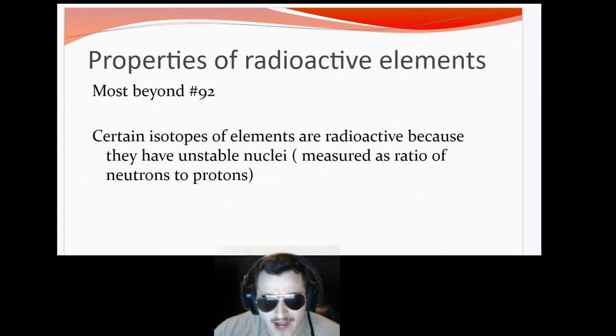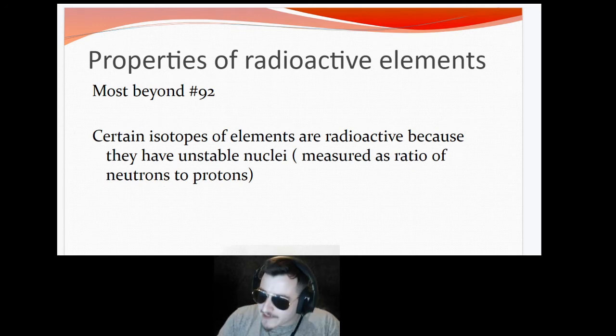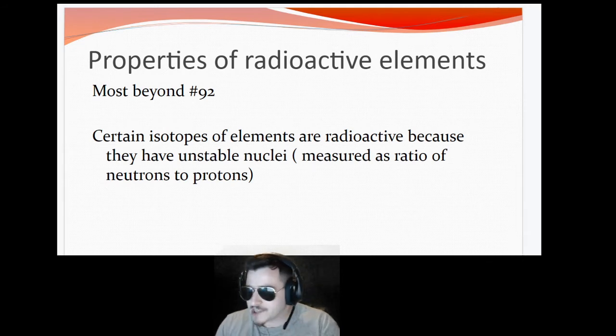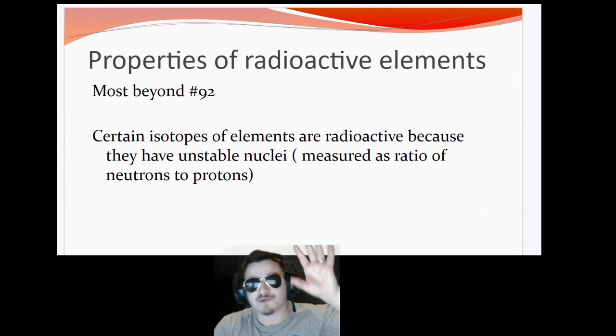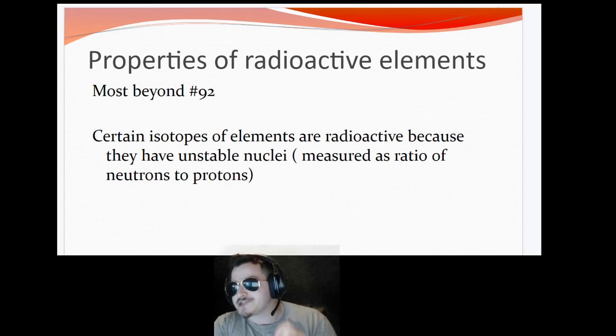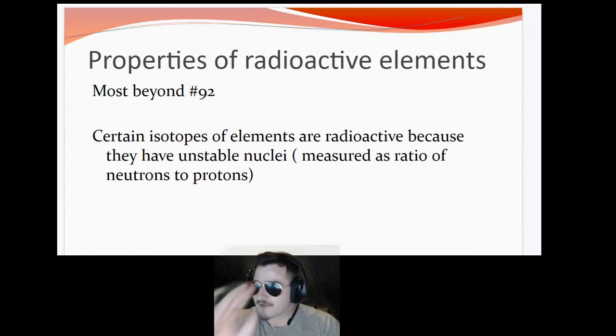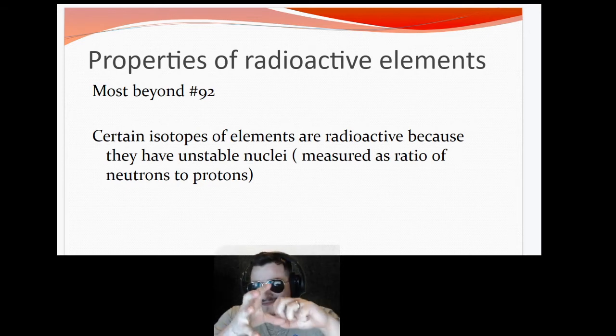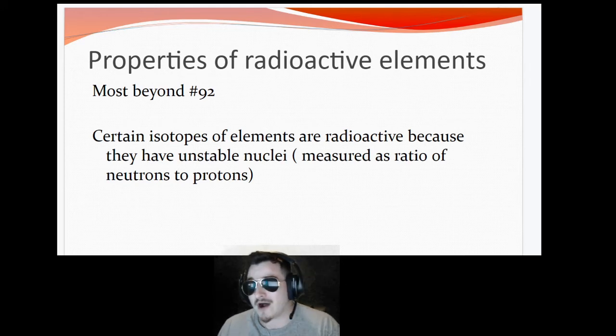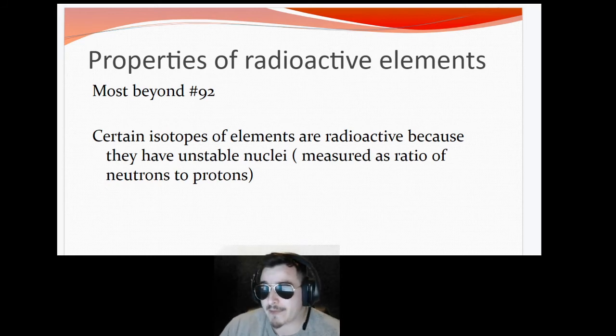Either way, why are these elements radioactive? Well, it's because the balance has not been made. Okay? There are unstable nuclei present in these atoms. And most of them are beyond element number 92. If we start at the beginning of the periodic table and proceed from left to right, top to bottom, you're going to see that in the beginning, it's one proton for every neutron, typically. But as you get a little bit further in, it takes more neutrons to balance out those protons. Why?